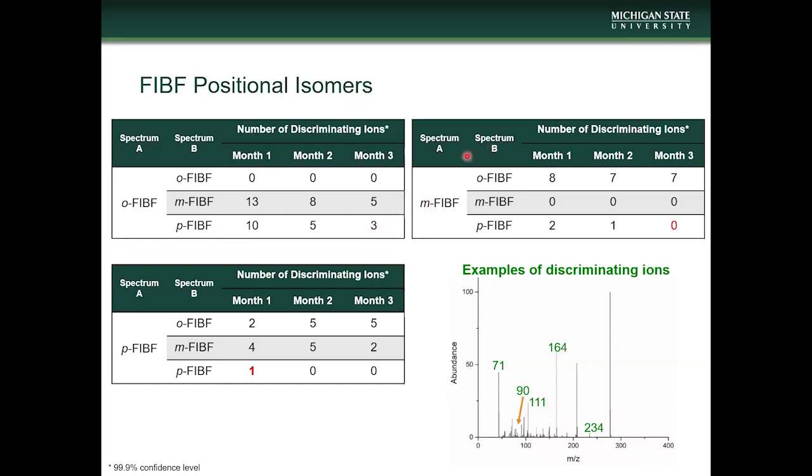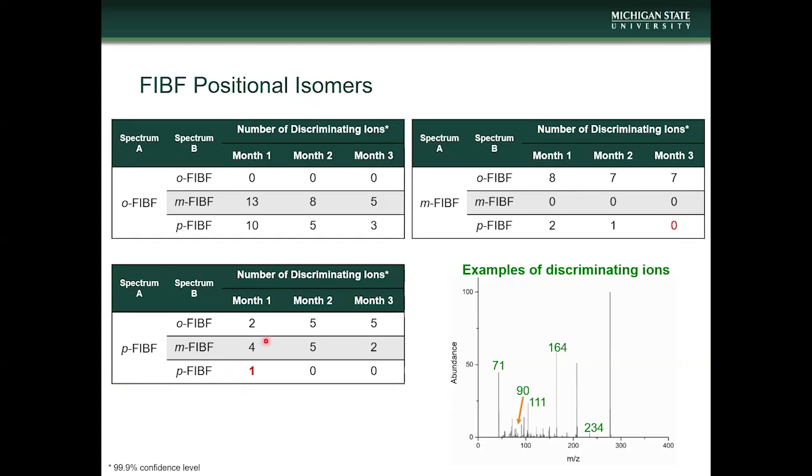Looking at meta to the other isomers, we have association of meta to meta across the 3 months. And for the most part, we have discrimination from meta and ortho. Meta and para becomes more difficult. These are more similar spectrally. You can see that we do have discrimination in months 1 and 2, but only 1 and 2 ions responsible for discrimination. And then in month 3, we actually had a false association. But again, this is a low number of discriminating ions in the first place, and lower spectral intensity, and spectra that are structurally extremely similar.